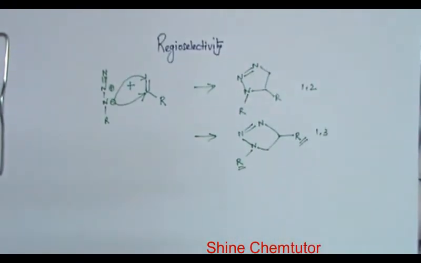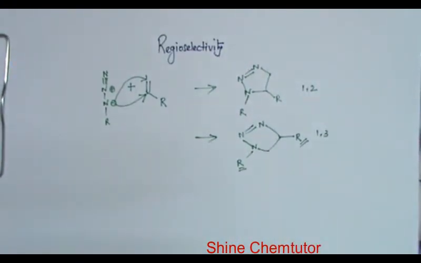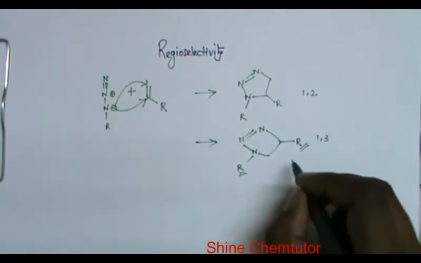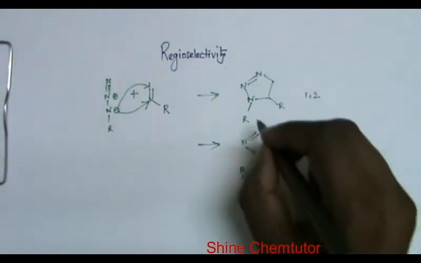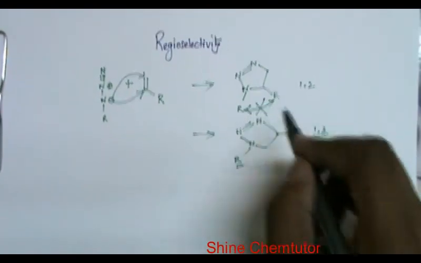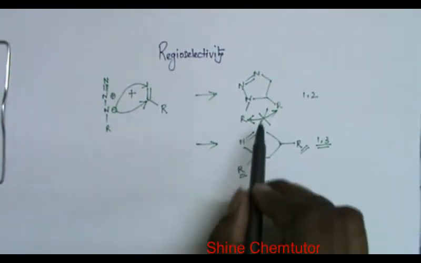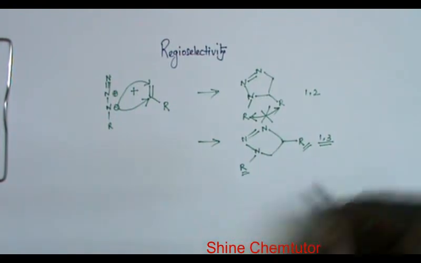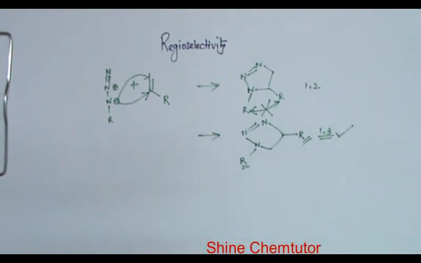Which one is more preferred? If the R is a simple alkyl chain, then this is more preferred. The steric hindrance between these decides the product. Since the steric hindrance is more, the other one is not preferred. Here it is less, so this is more preferred.